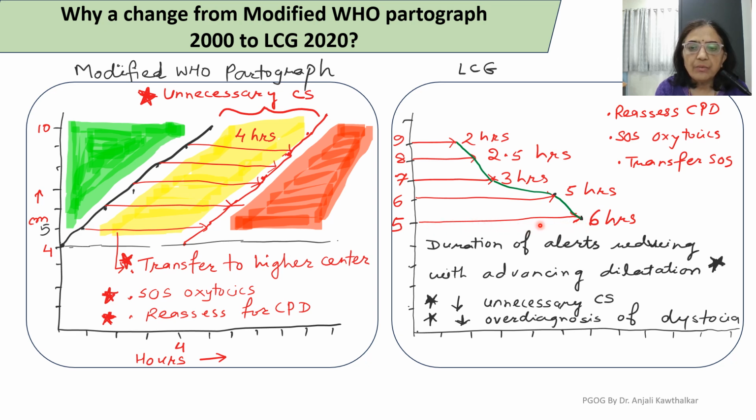At 5 centimeters we can wait, and if it remains the same at the end of 6 hours or more, then it is an alert. This is based on emerging scientific evidence where laboring women who had good obstetric outcomes, maternal as well as neonatal, were examined. Statistically it was found that as labor progresses, with advancing cervical dilatation, this duration of safety keeps on reducing.